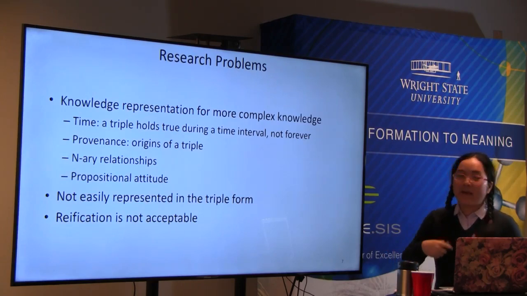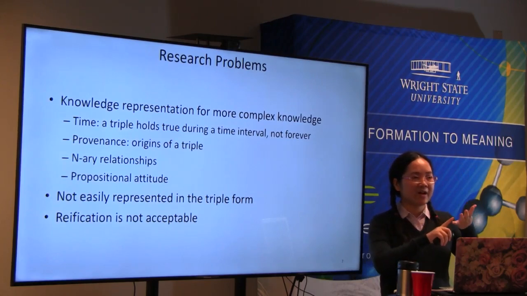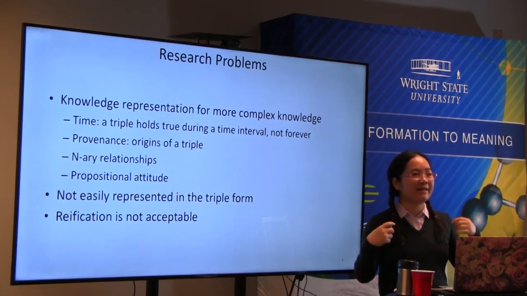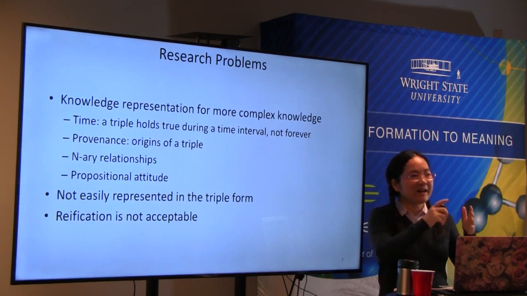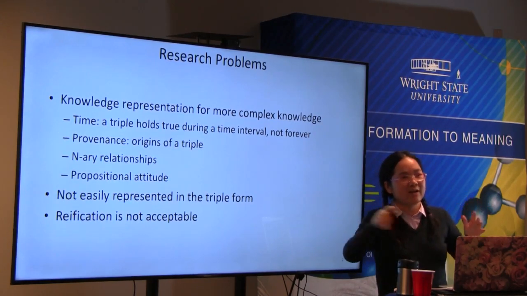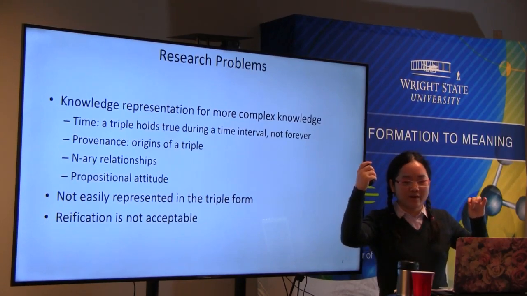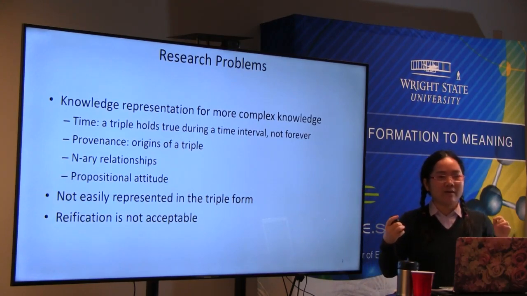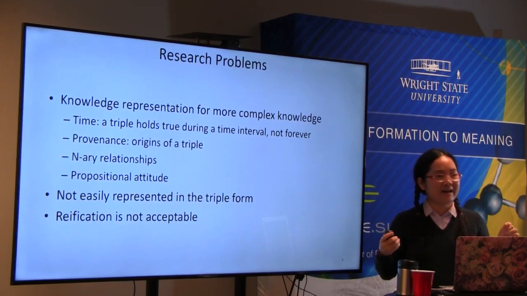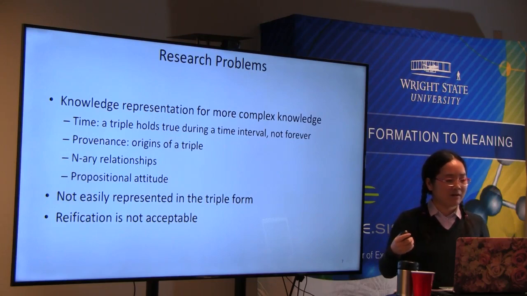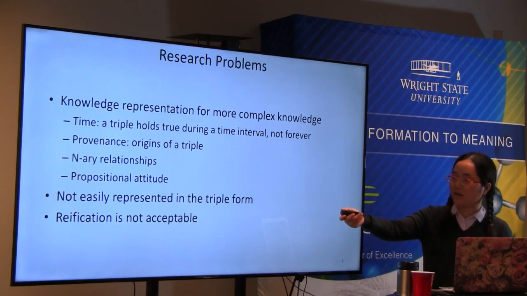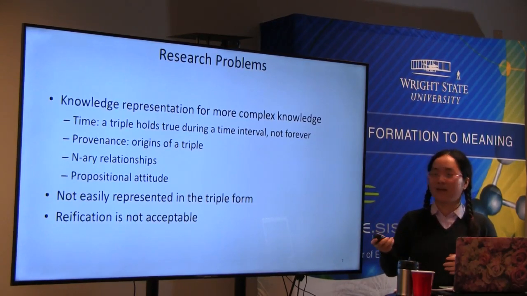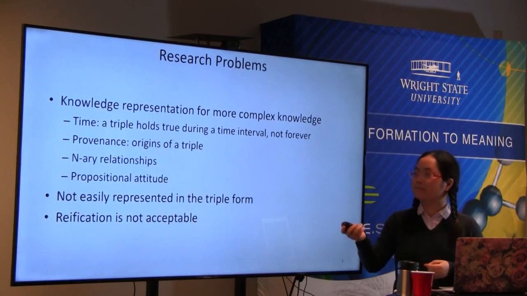So basically the problem is we have knowledge represented in the form of subject, predicate, and object. And usually our knowledge cannot be that simple. When you are speaking, it cannot just be subject, verb, and object, right? You always add adverbs, so time and place and many others. So the question becomes, how do we represent them in the RDF form, with the triple form? The old solution, reification, is not acceptable. And I will explain later on why it is not acceptable.